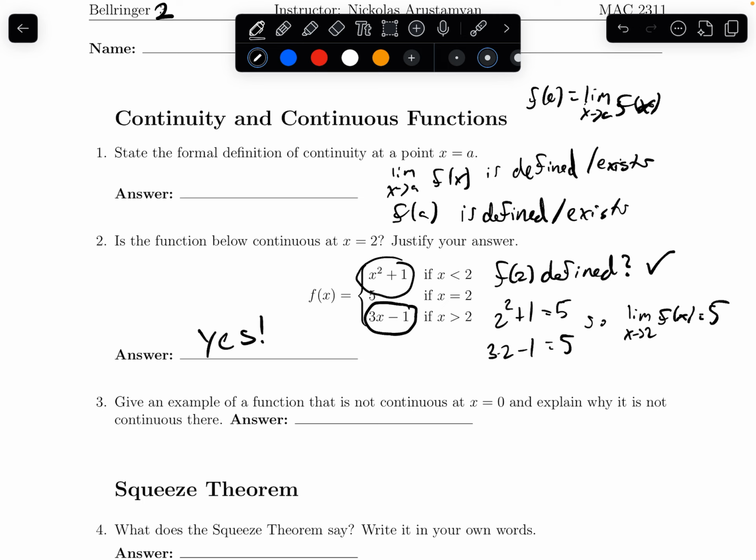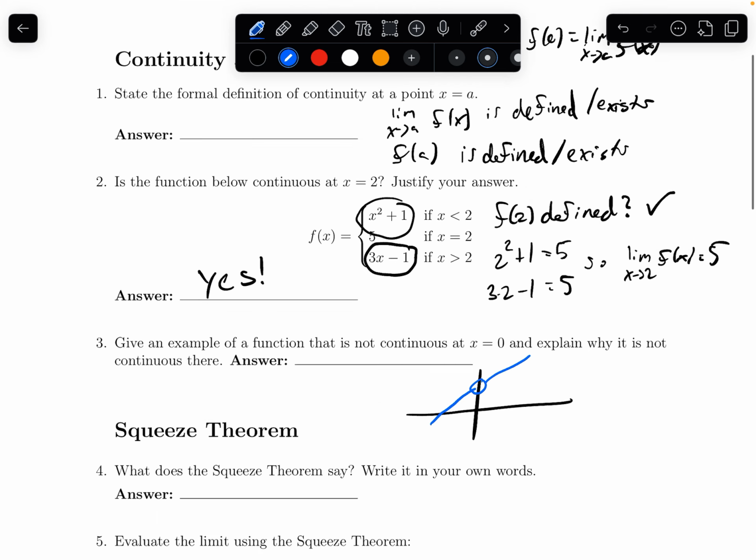Now, give an example of a function that's not continuous at 0 and why it's not. We just have to make it where any of the three conditions are not met. One example would be a function like this. I'll draw it in blue. We have a line. At 0, there's a hole, and we keep going. Here, it's not defined at 0 because there's a hole there, and thus it's not continuous.